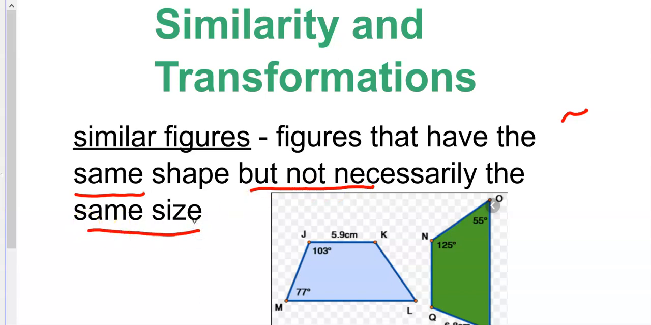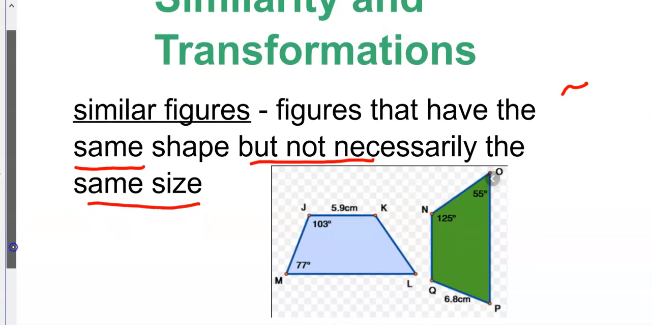Okay, so I always like to compare it to, for example, an 8.5 by 11 piece of paper, and then either a TV screen or a whiteboard in the classroom. They're both rectangular, so they're both the same shape, but not the same size. Okay?